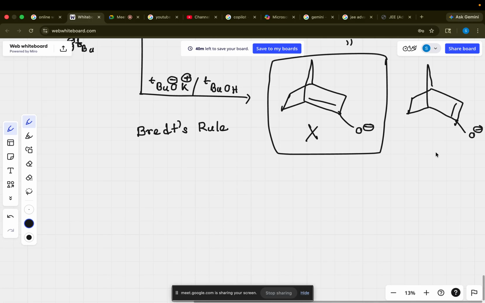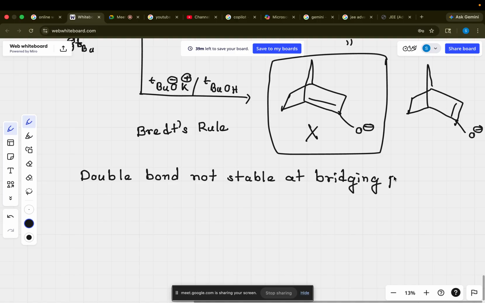Okay, so you can just mention in one line that the double bond is not stable at the bridging position, because it violates your Bredt's rule. That is the only thing. Clear? Any doubt? Yes, sir. Clear, right? Fine.